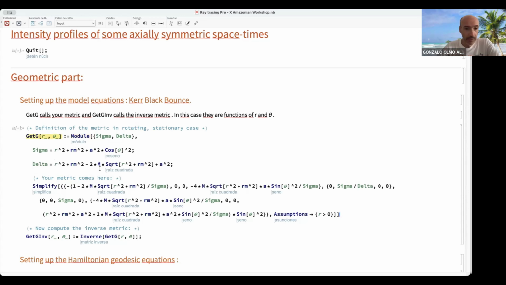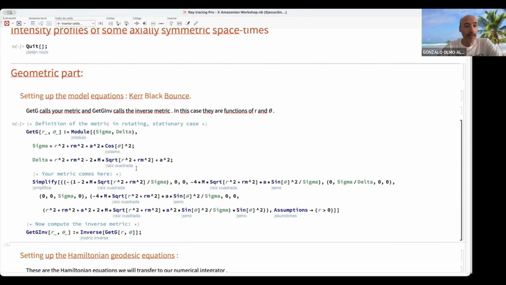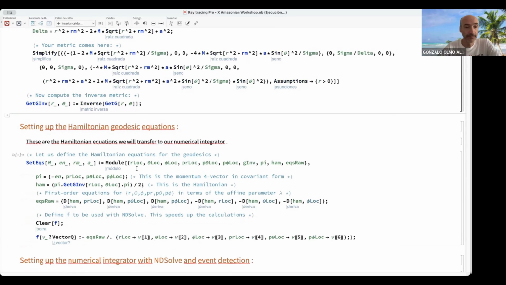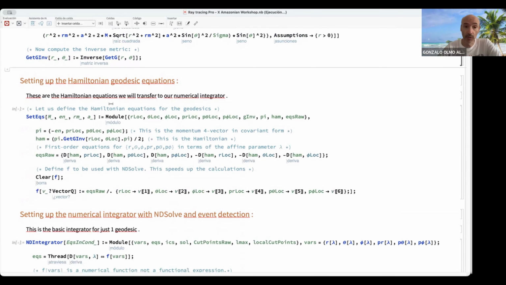No mystery, nothing special. This function, this module. And then the inverse metric is obtained simply with this command, get G inverse, which computes the inverse of get g. That's it, so we execute this. And now we set up the Hamiltonian equations. This is basically the same module as before. The mass, the energy, and we need to add the parameters of the new model. So we have the Rm parameter and the rotation parameter.